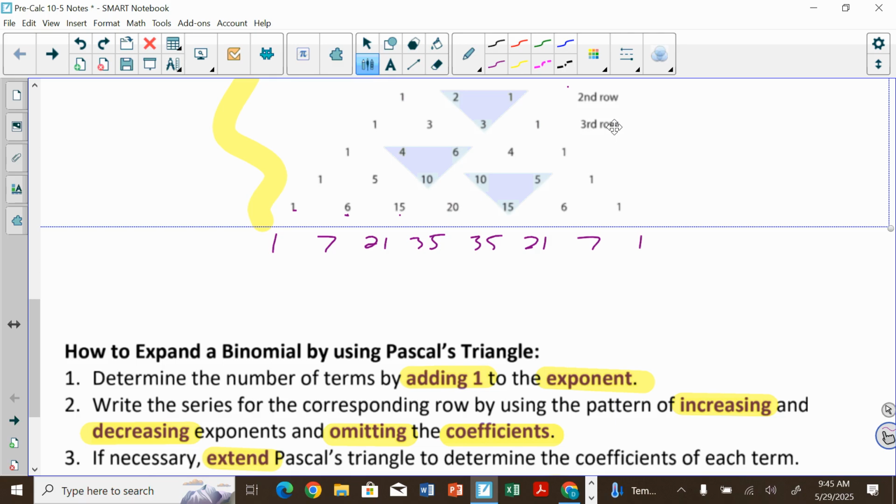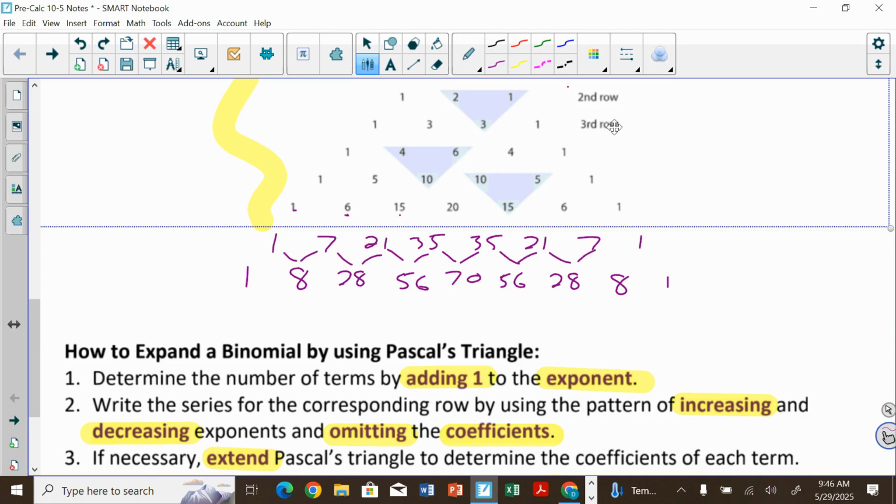We need to go one more row because we're going to the 8th power here. So if I went one more row, I'd go 1. 1 plus 7 is 8. 7 plus 21 is 28. Then I have 56 in here, and 70 because 35 and 35. Then I'm going to decrease in the same pattern: 56, 28, and 8. And then 1 would be my last coefficient to the outside.